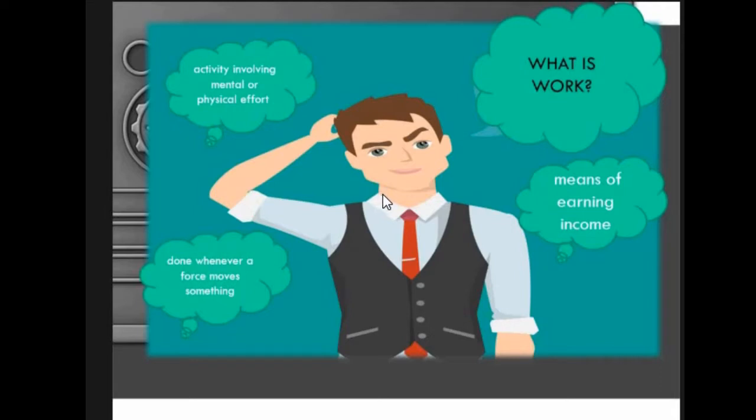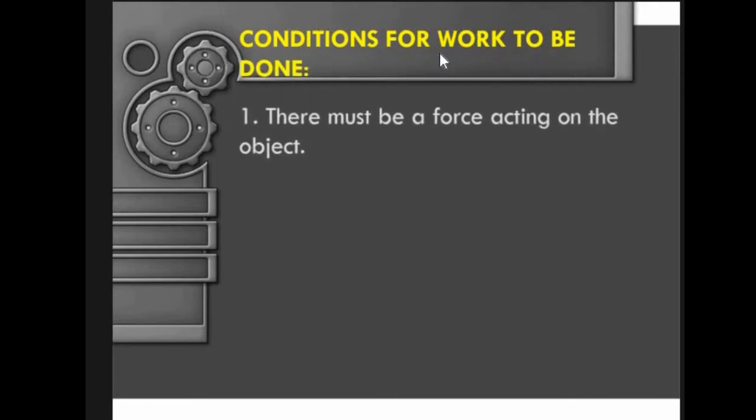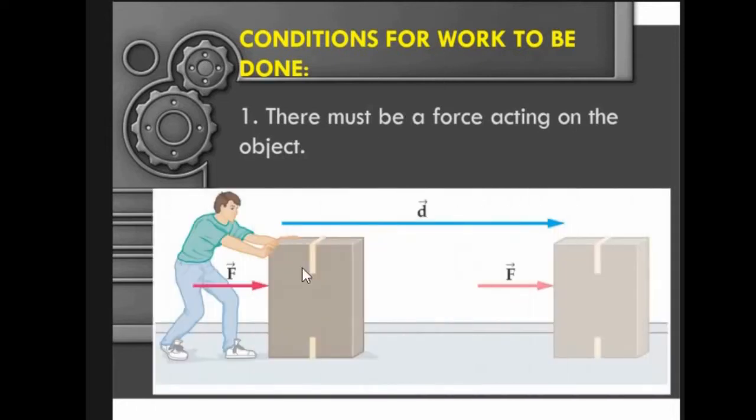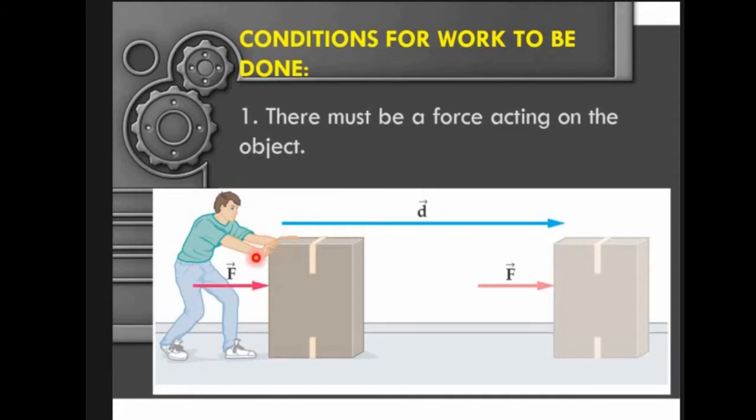So what do I mean by that? To know more, let's have these slides here. So we have conditions for work to be done. First, there must be a force acting on the object. So I want you to look at this man. He is pushing this box.